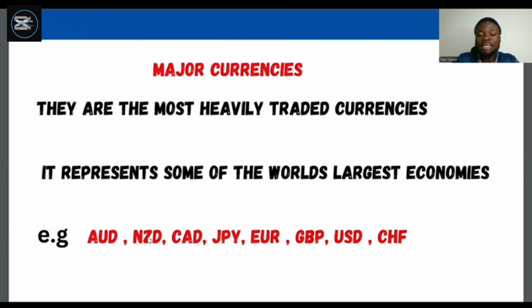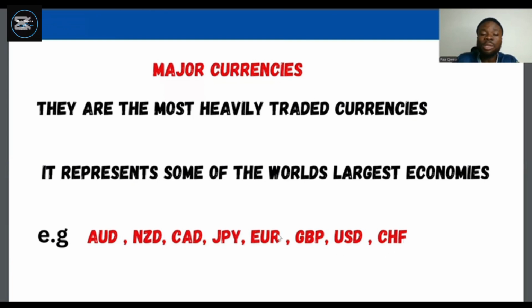AU simply means Australia, so Australian dollar. NZ represents the name of the country, which is New Zealand. The last letter represents the currency, which is the dollar. So CAD. CA simply means Canada, and the last one represents the dollar. You get it? JP simply means Japan, and the last one represents the yen. So this is the euro, and this is the Great Britain pound, representing Great Britain. The last letter is the pound. For the United States, the last one represents the dollar. Okay, so this is Switzerland, and the last one represents the franc, which is the currency they spend.